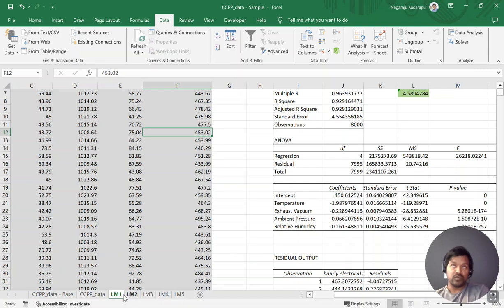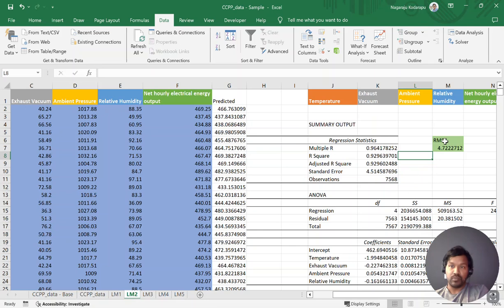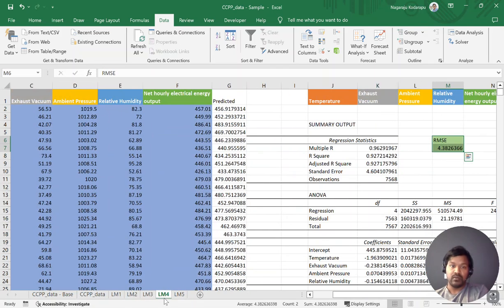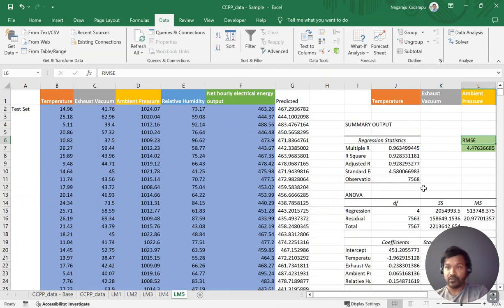For the first fold, I got 4.58. For the second fold, it is 4.72. For the third fold, it is 4.63. For the fourth fold, it is 4.38, and for the fifth, it is 4.47.